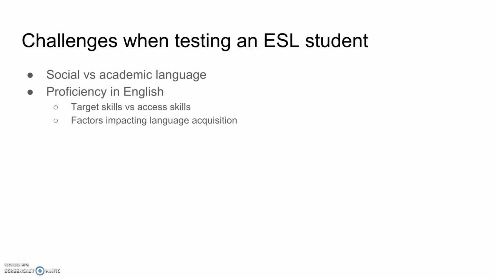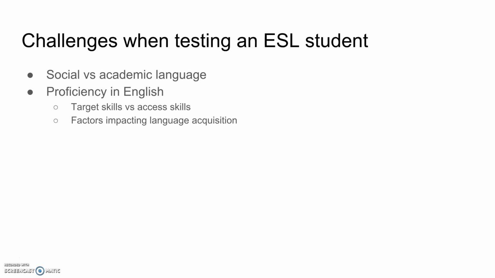It needs to be documented extensively and from multiple sources that the student is able to understand English in a way that will allow them to take the test sufficiently. One of the challenges is the difference between social language and academic language. Social language is the language of conversation, just talking with their friends on the playground or being able to talk to people at the grocery store. That all falls under social language.